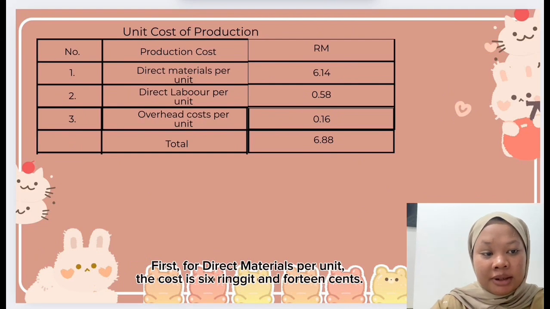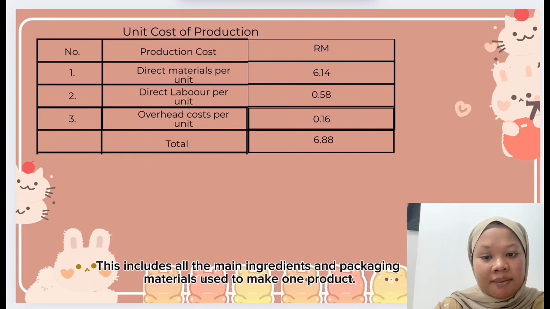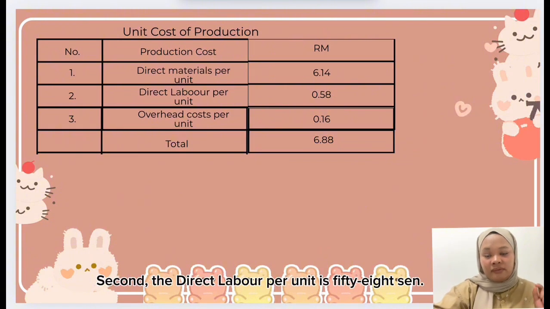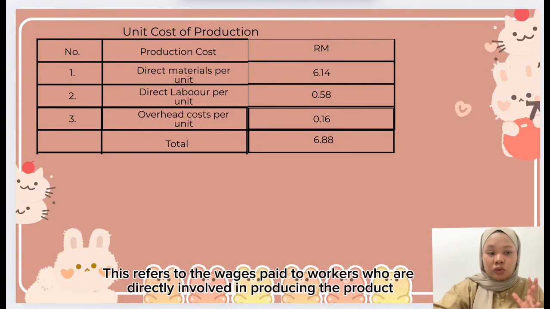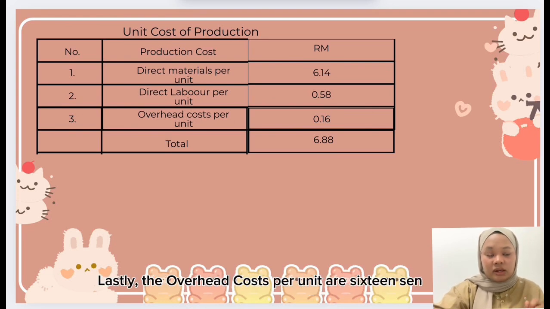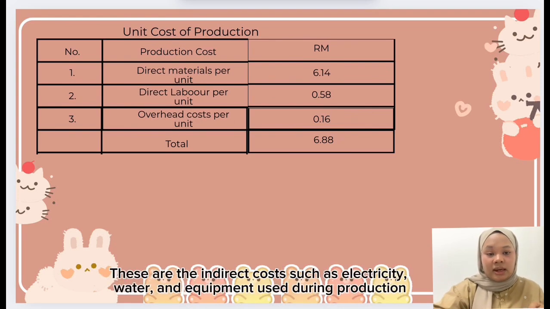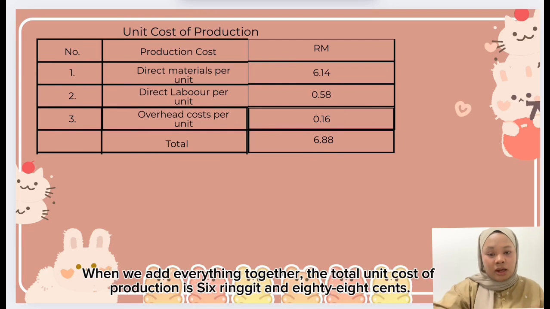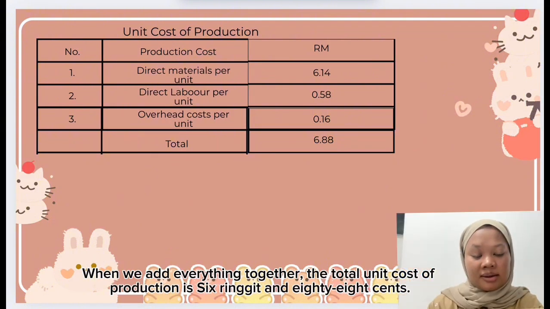First, for direct material per unit, the cost is 6 ringgit and 14 cents. This includes all the main ingredients and packaging material used to make one product. And the direct labor per unit is 58 cents. This refers to the wages paid to workers who are directly involved in producing the product. Lastly, the overhead cost per unit is 16 cents. These are the indirect costs such as electricity, water, and equipment used during production. When we add everything together, the total unit cost of production is 6 ringgit and 88 cents.